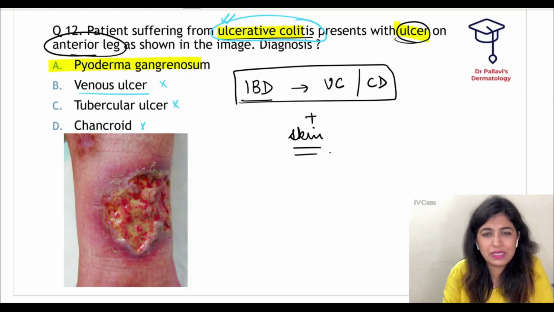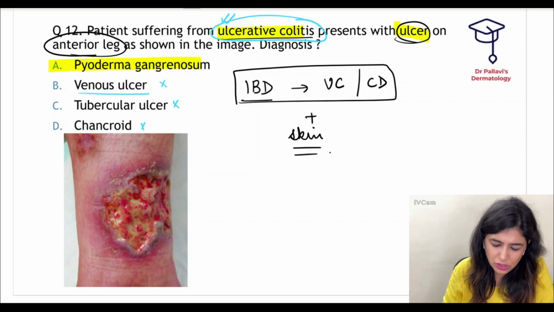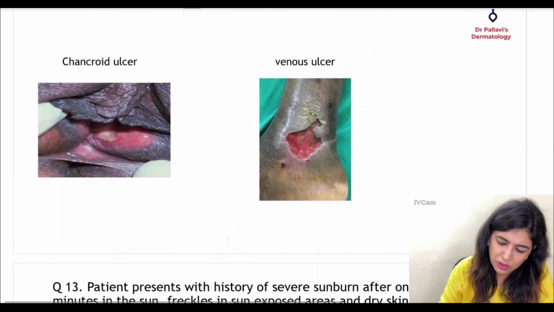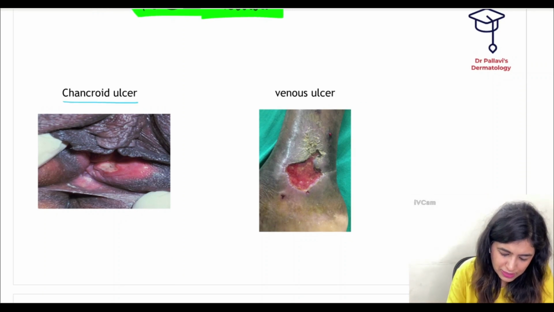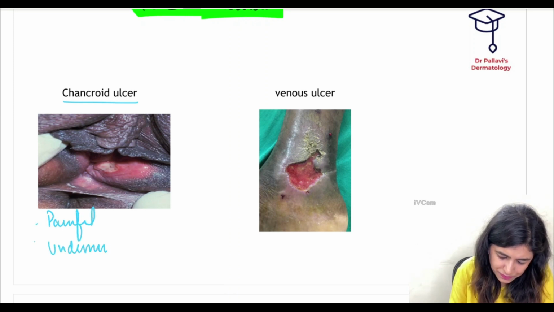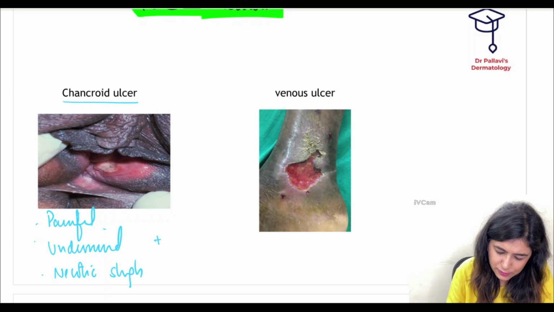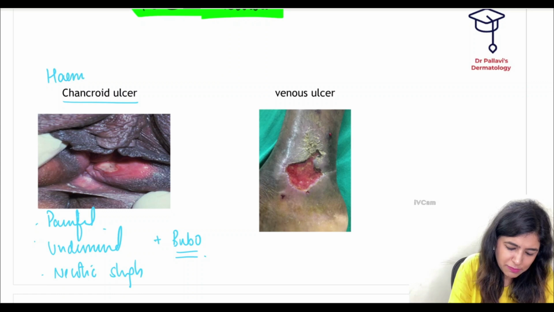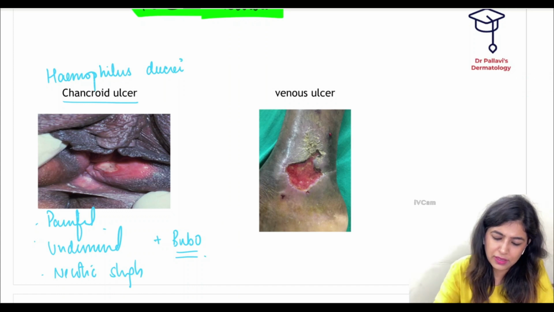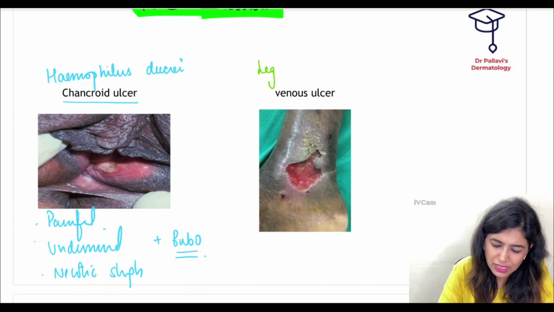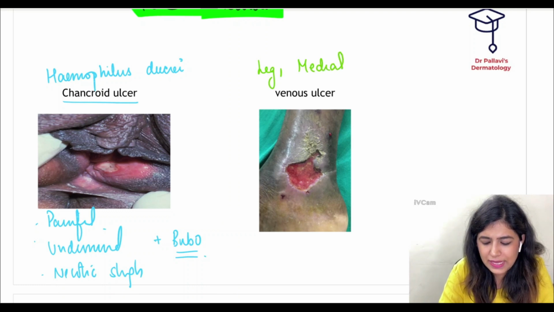Chancroid is an STD. It will be present in the genital area. Again, it will not be present on the leg. I have images of chancroid and venous ulcer. See, a chancroidal ulcer, as I told you, will be present on the genitalia. It will also be painful. It will also have undermined edges and necrotic slough on the surface, associated with painful inguinal lymph nodes, which is called a bubo. Causative organism is a bacteria, that is Haemophilus ducreyi.